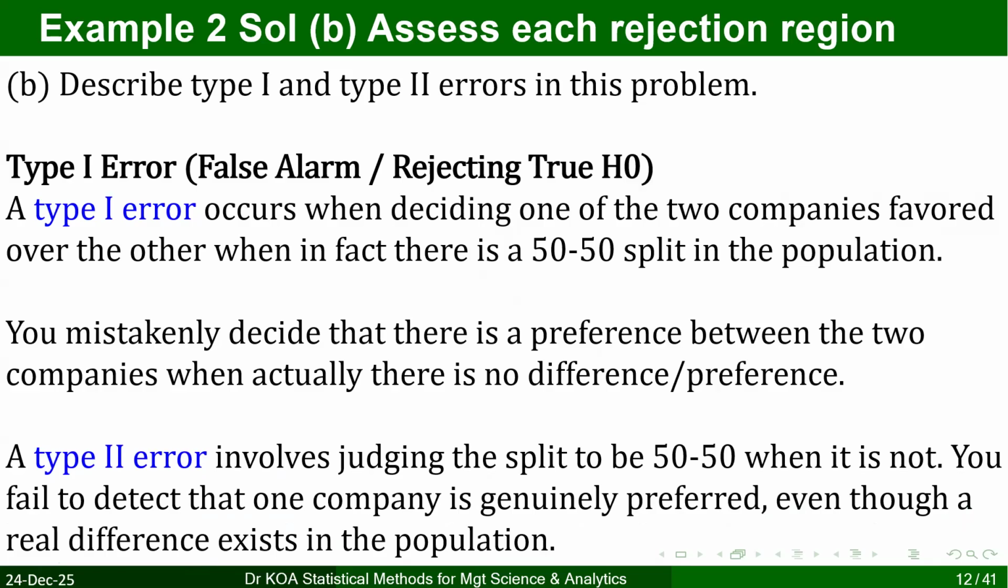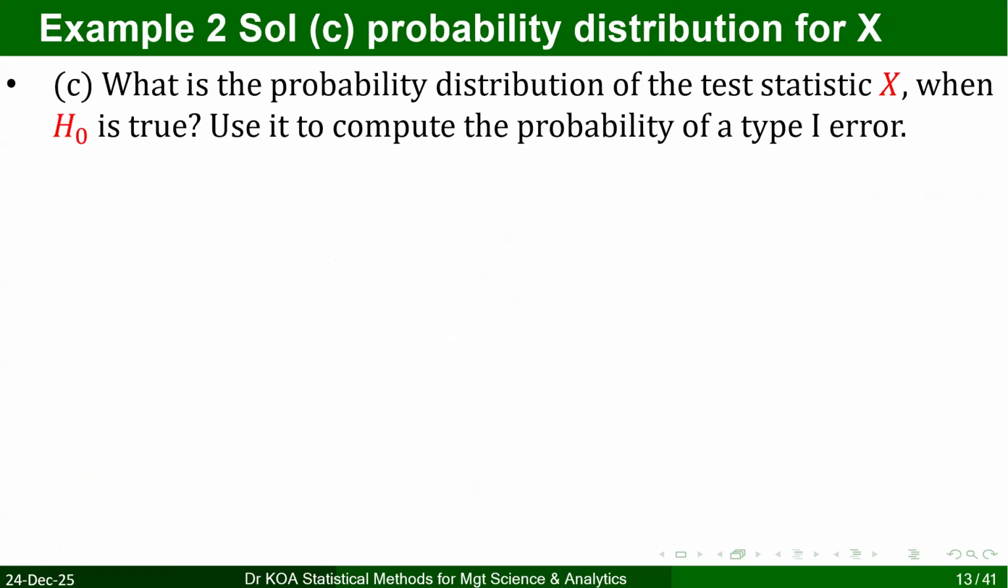Okay. But that is judging that the 50%, the two companies are indifferent. You are indifferent between the two companies. When you have to favor one over the other, but you say that you don't favor one over the other. Okay. So you fail to detect that one company is genuinely preferred, even though a real difference exists in the population. So that is how you address a type 1 and a type 2 error.